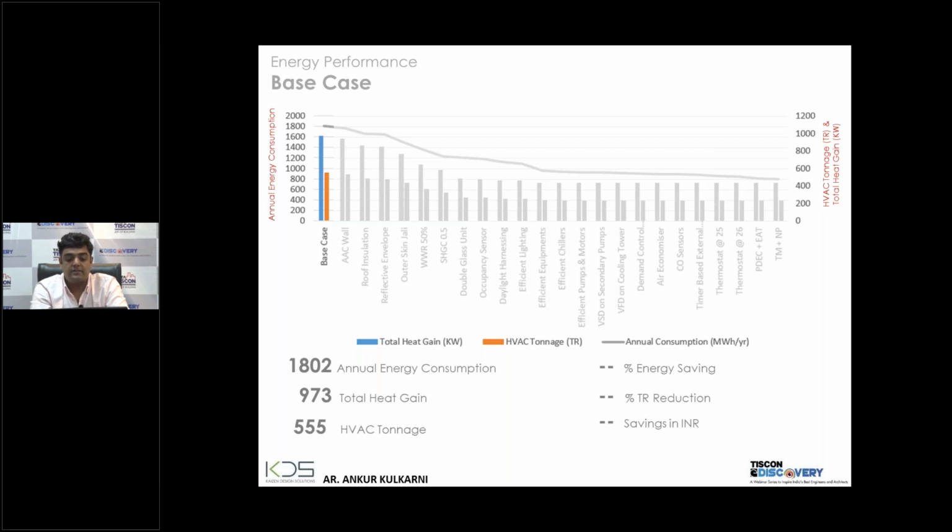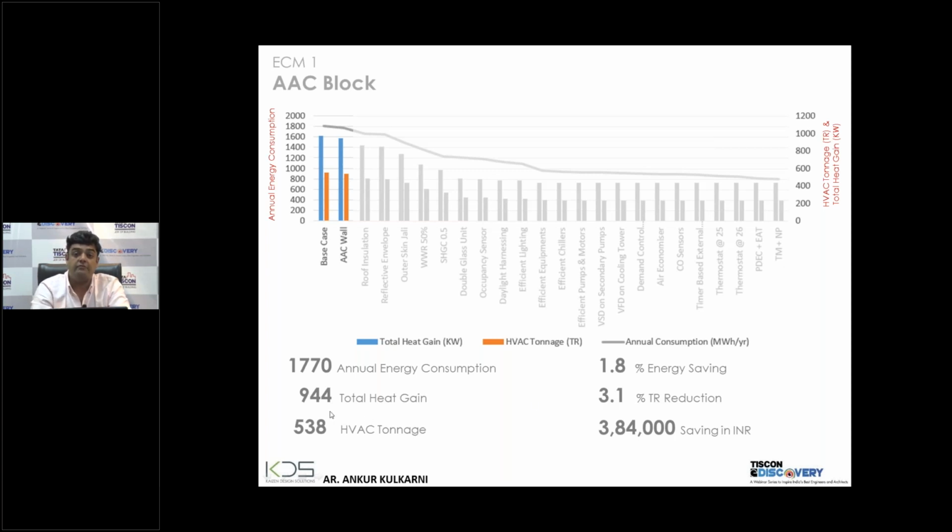Total heat gain was 973, and the HVAC tonnage was 555, and this was the baseline case. Then we added an AAC wall to the building. Then heat gain reduced to 944, and HVAC tonnage from 555 reduced to 538. And if you convert it into rupees, the savings are 3.84 lakhs.